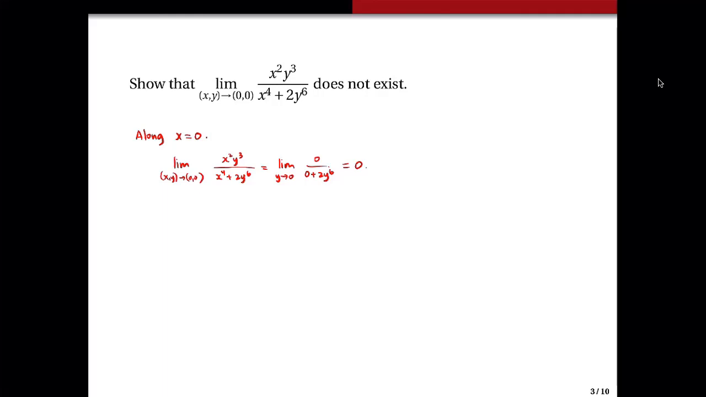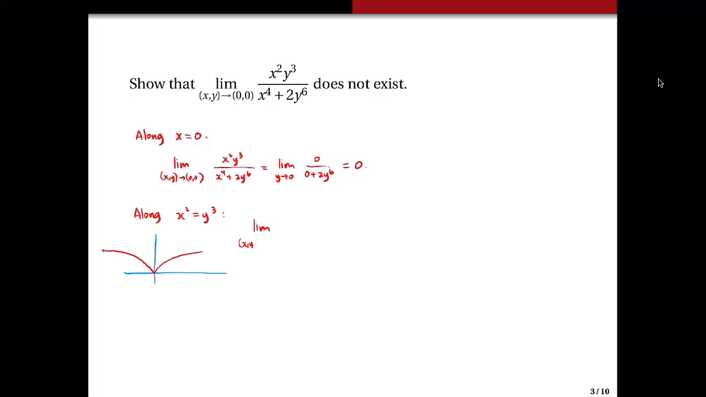So instead, let's use a different curve. I'll be using, say, the curve x squared equals y cubed. Okay? x squared equals y cubed. If you're curious, the graph of this is something like this, and it will go to the point (0, 0). So anyway, along that path, let's solve for the limit.